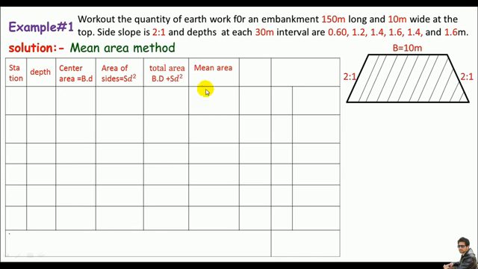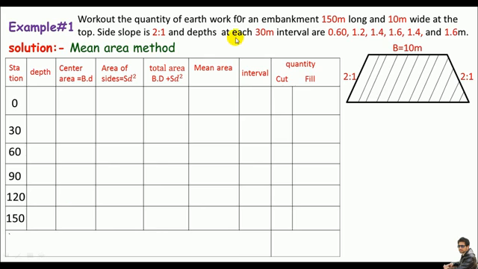When we have the total area, then of course we can calculate the mean area. And the 7th column will represent the interval and then the quantity of earthwork in the form of cut or fill. In the example, we have a 30-meter interval up to 150 meter, so the stations must be 0, 30, 60, 90, 120 and 150.